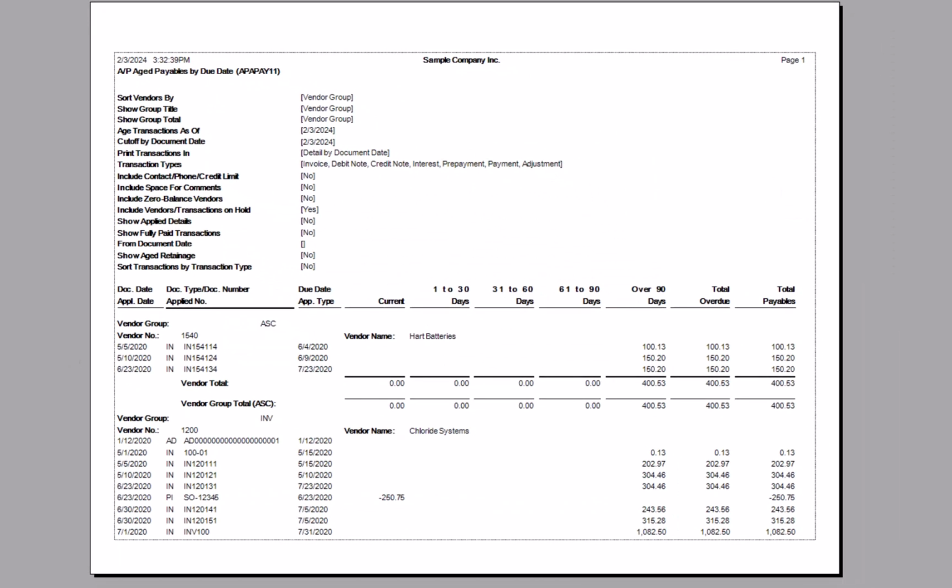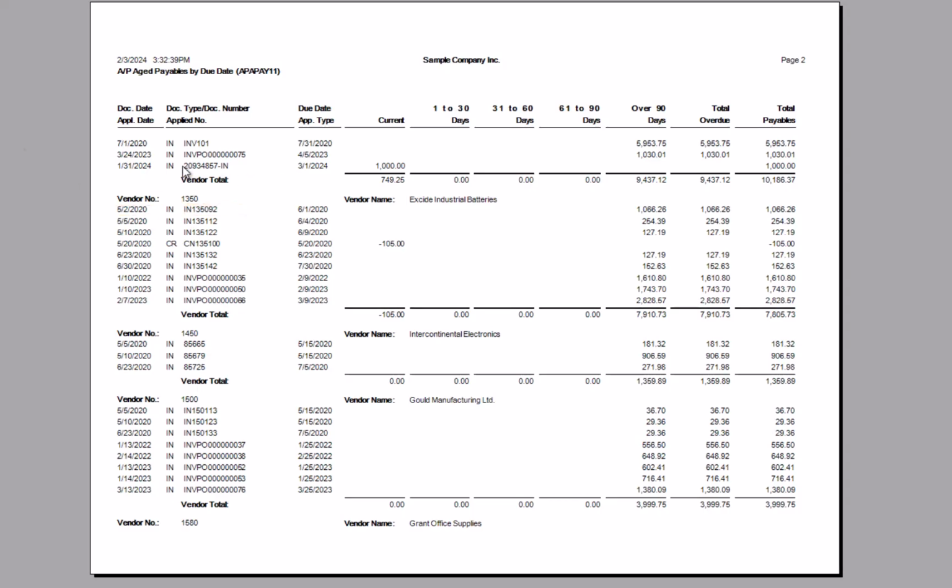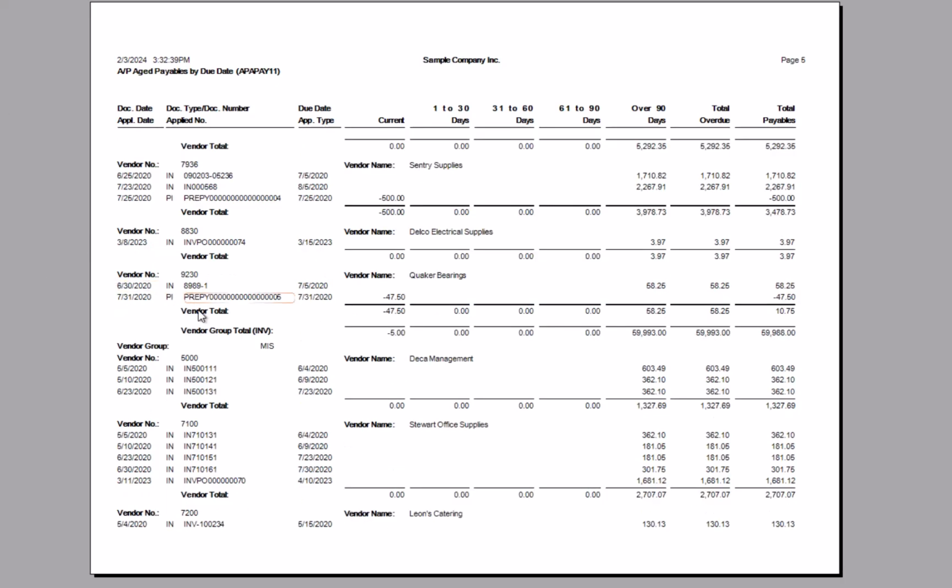When the report arrives, you can see that it's got first of all a vendor group here, ASC. That is our one vendor group, and it has one vendor, and it has a subtotal down here for that particular group. Then I have my next vendor group, INV, I think that's for inventory, and my first vendor is Chloride Systems, and it shows the open transactions. And if I go to the next page, I can see other vendors in that group and what is currently owed to them. And when I get to the bottom of that group, I can see my subtotal for that particular group and what is owed.